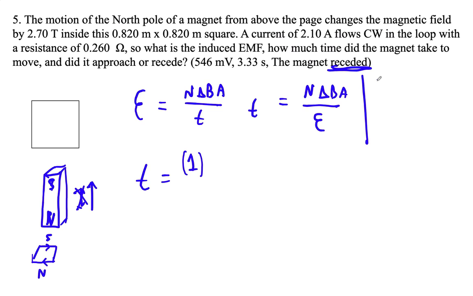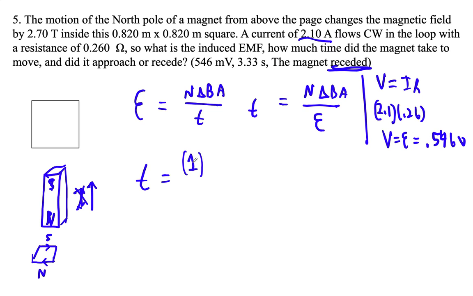Okay, so V is IR, right? So we know that 2.1 amps flows, right? And the resistance is 0.26 ohms. So 2.1 times 0.26. Let's see, did I get that right? Yes. It is 0.546. So the voltage, or the EMF, equals 0.546 volts. Okay, so now we're ready.